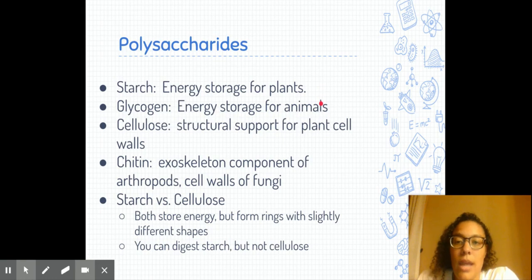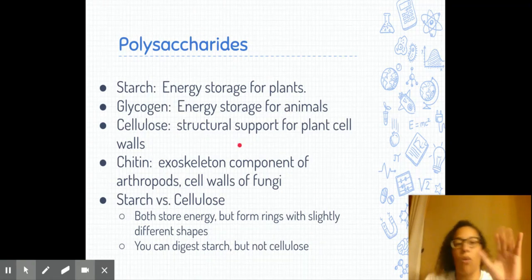Starch and glycogen, they look very similar to each other. In fact, they look like mirror images of each other. They're both energy storage, but one's specifically for plants, which is starch, and then the glycogen is used for animals and some fungi as well. Another polysaccharide is known as cellulose, and that is specifically found in the structural support of our plant cells. So that's what allows our plants to grow up and grow strong.